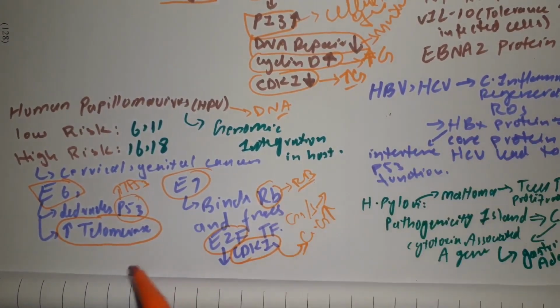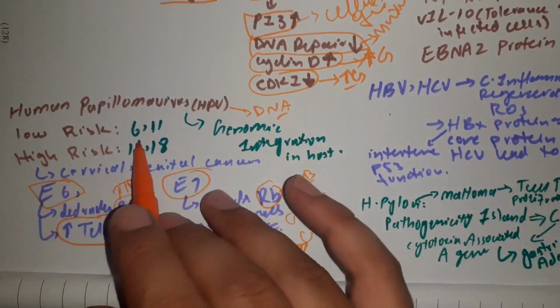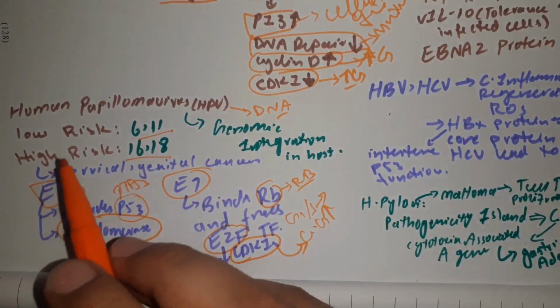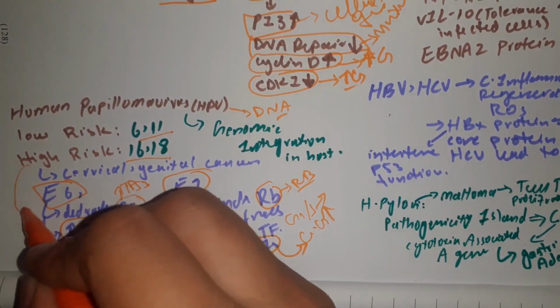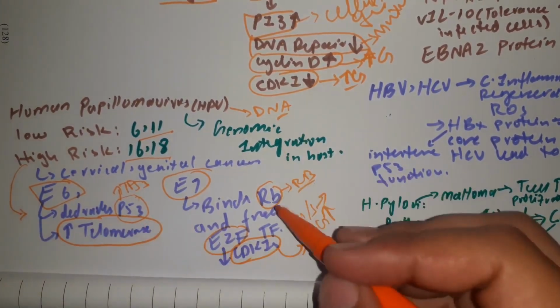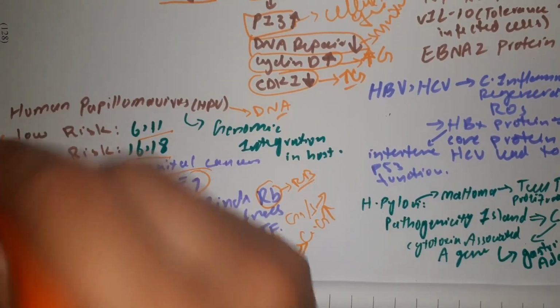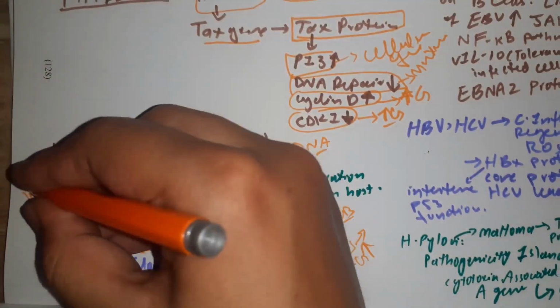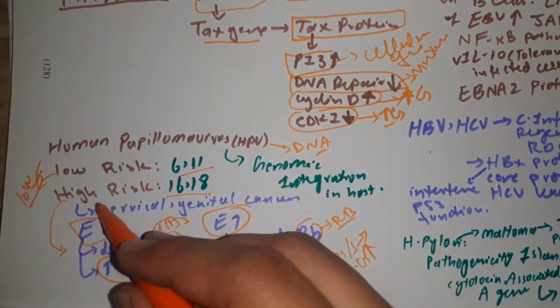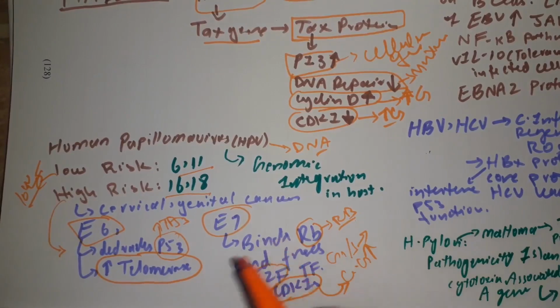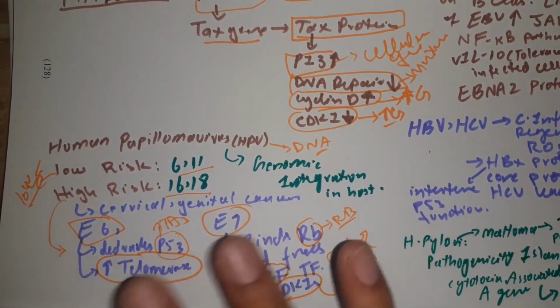So what is the difference between low risk and high risk subtypes? Types 6 and 11 are low risk and types 16 and 18 are high risk. Basically, high risk strains have higher affinity for p53 and the retinoblastoma gene. However, low risk strains have low affinity. So as they have low affinity, their effect in causing carcinogenesis is less. However, high risk subtypes have high affinity for p53 and retinoblastoma, so their effect on causing cancer is high.